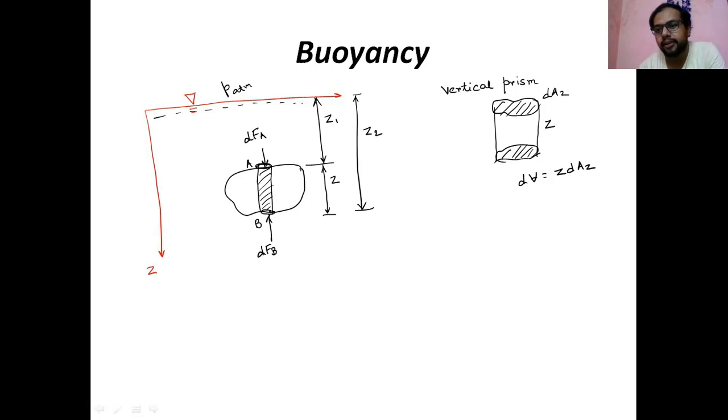So what is dFA? What is dFP? We have to see now. This force is due to the pressure. So dFA is the pressure at A times dA. What is the pressure at A? Atmospheric pressure plus rho g Z1.